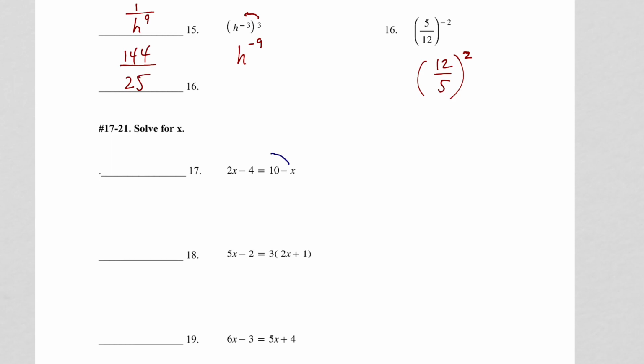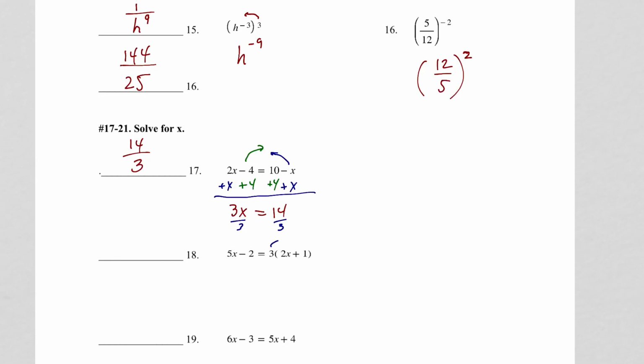Here I'm going to bring the negative x to the left by adding it to each side, and that'll give me 3x on the left. And I'll take the negative 4 to the right by adding it to each side, so that'll give me 14. And finally, I'm going to divide by 3. So I'm going to get x is equal to 14 over 3.